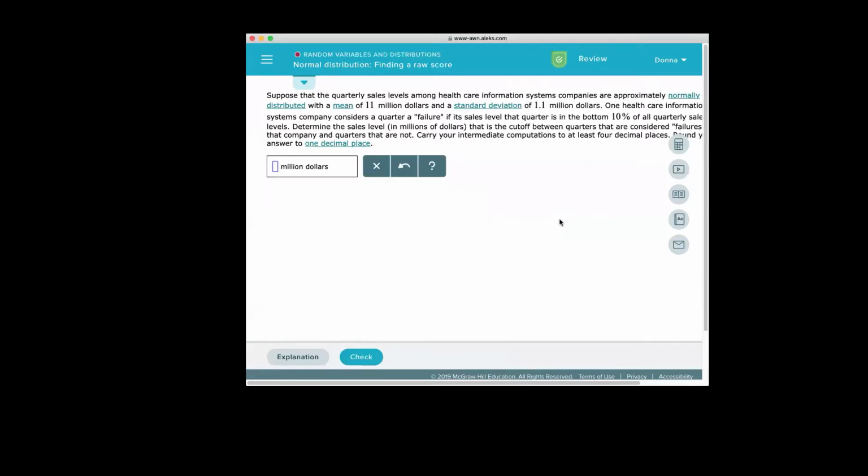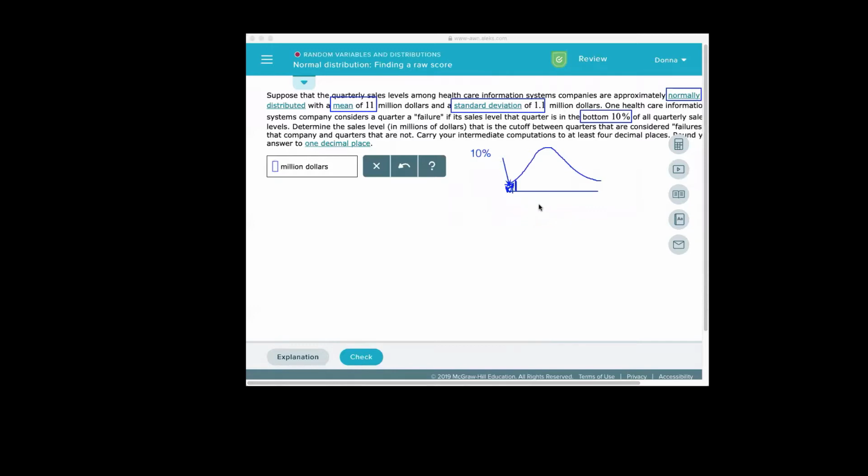So this one says it's a failure if it's in the bottom 10%. Again, we have a mean of 11 million for these quarterly sales. So let's capture that, mean of 11 million, and then a standard deviation of 1.1, and it's normally distributed. And we want the bottom 10%. So now we want the bottom 10%. So that means that area to the left is 10%.